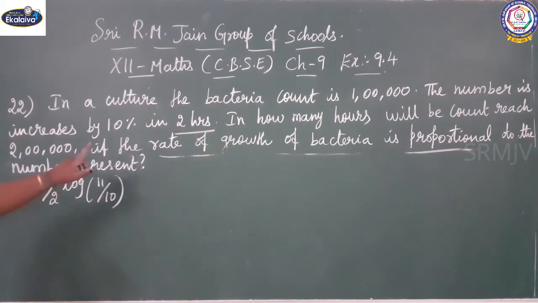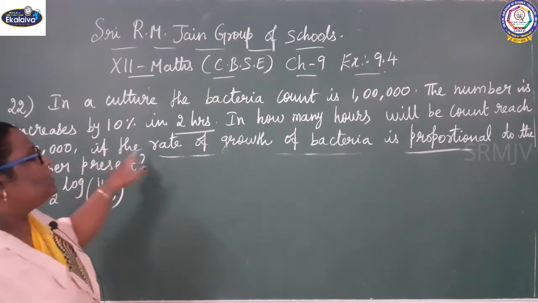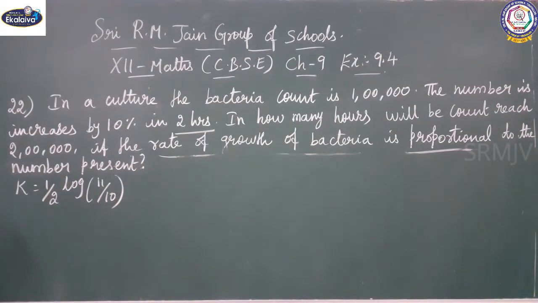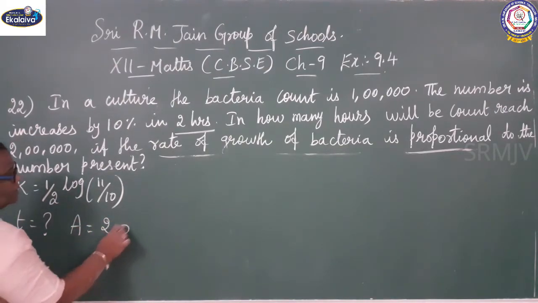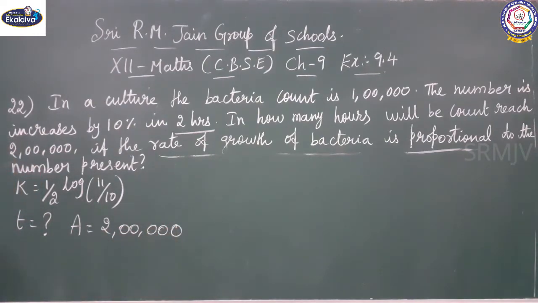See, what is the question? In how many hours will the count reach 2 lakhs, if the rate of growth of bacteria is proportional to the number present? T equals the number of hours for the bacteria to reach 2 lakhs. So you can substitute in that equation. What is that equation? See the equation.